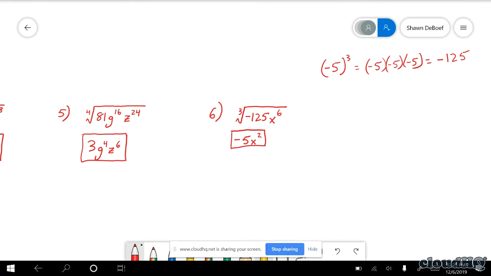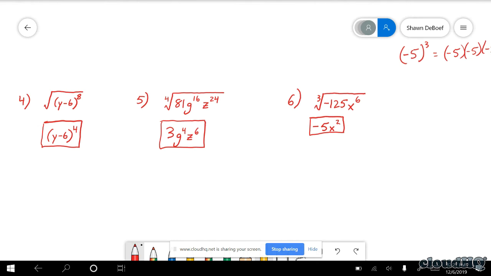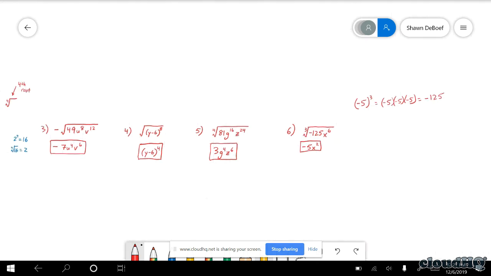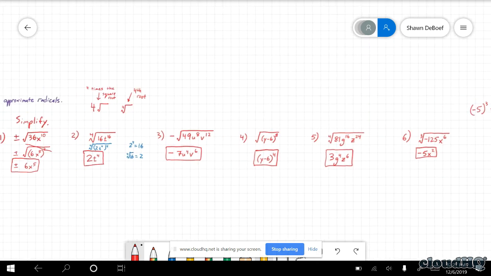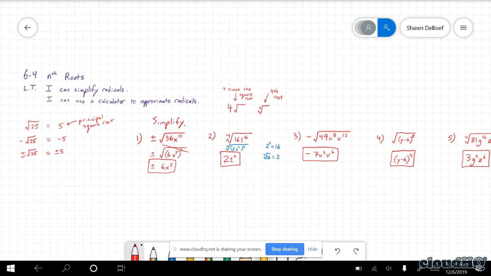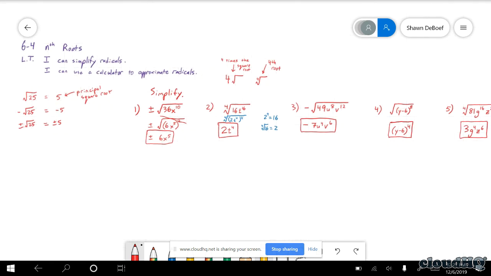We're going to take a look now at the 2nd learning target. The 1st learning target was being able to simplify radicals. Our 2nd learning target is to be able to use a calculator to approximate radicals. If you want to grab a graphing calculator, if you don't have one, that's not a bad idea. Other calculators, scientific calculators, can do this. If you're relying on your phone calculator, it may be able to. I'm not sure. I don't know how reliable that is.